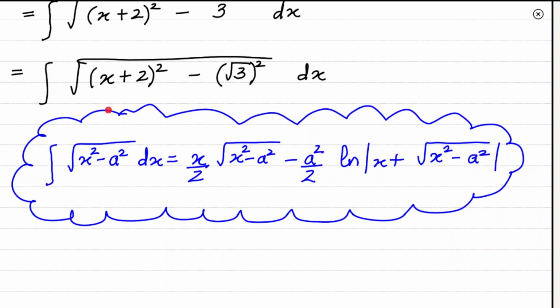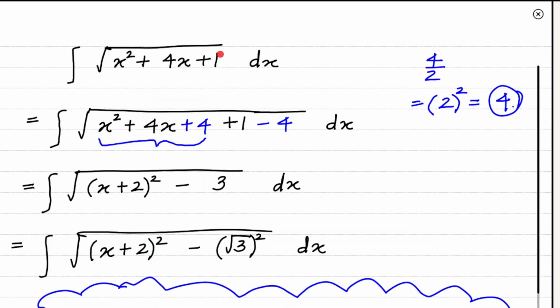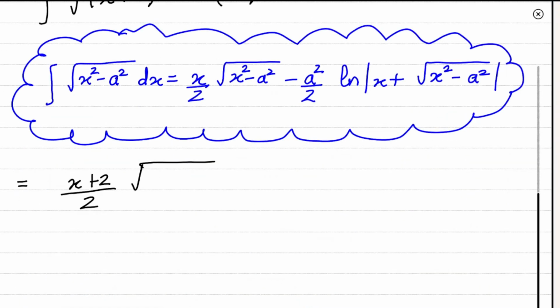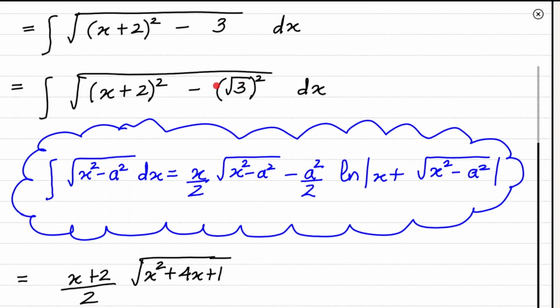Now let's apply this formula in this integral. Remember it's x by 2, so it's that variable divided by 2. In our case, we have x plus 2 divided by 2. And then we write the square root of the same function that we have here. You can write this whole thing, or if you want to write a simplified version, I would just write the original function, x square plus 4x plus 1, because essentially this would simplify just to give you this part.